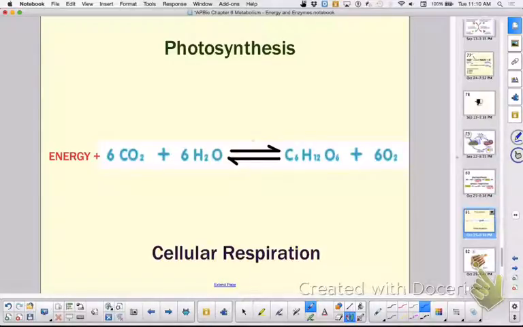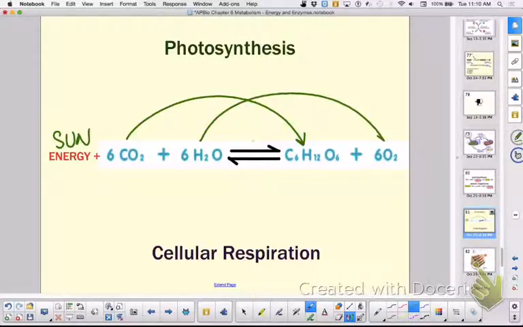So let's do photosynthesis first. Where is this energy coming from? The sun. So this is energy from the sun. And you know, because we've already done it, this CO2 is becoming this glucose. And this water is becoming this oxygen. What happened to the CO2? Did it get reduced or oxidized? It got reduced. Give evidence, blue. How do you know it got reduced?